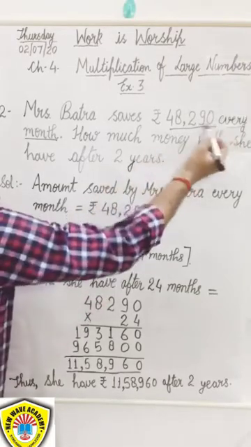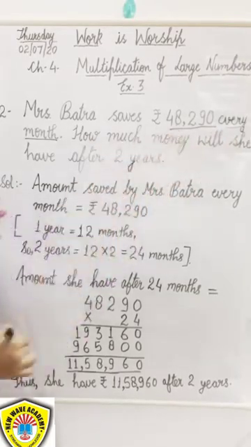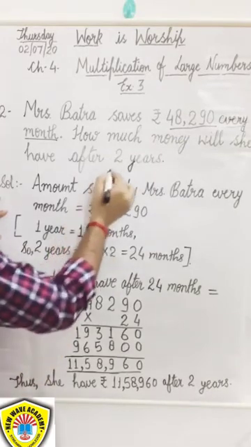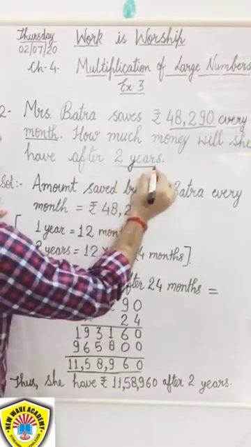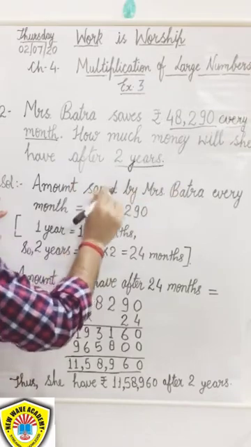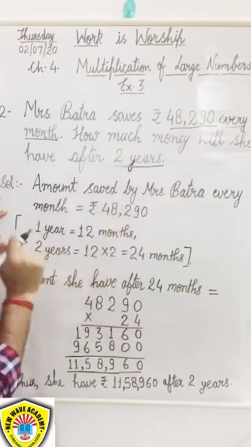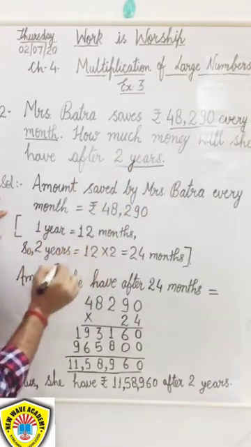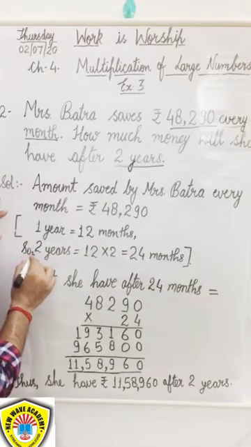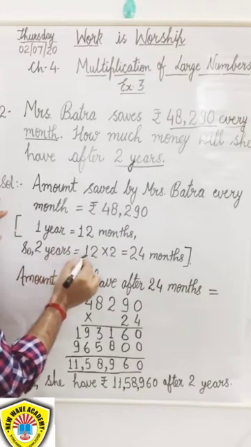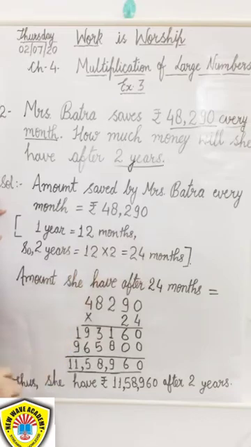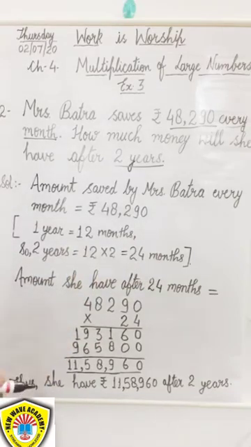Mrs. Batra saves every month an amount, and we have to find the amount after the 2 years. So first of all, we will convert 2 years into the month. So 1 year is equal to 12 months, and so according to this, 2 years is equal to 12 into 2 is equal to 24 months. Now we have to find the amount after the 24 months.